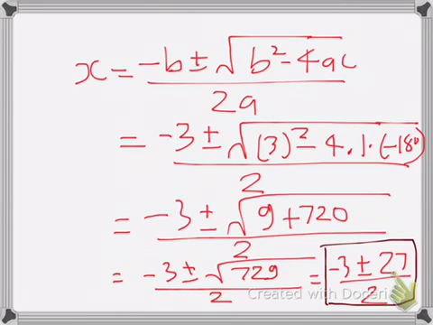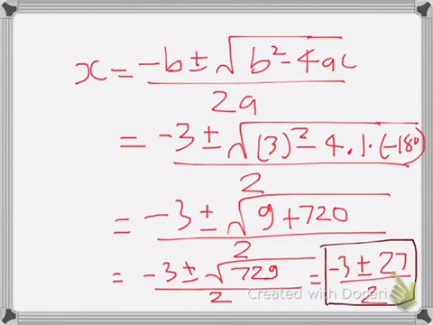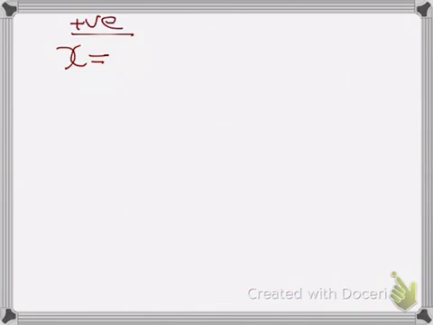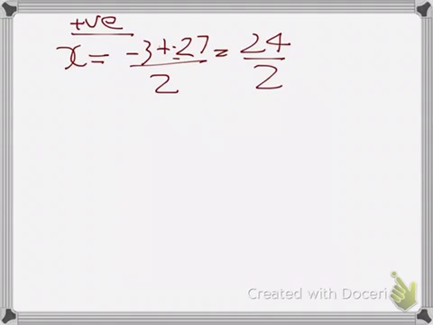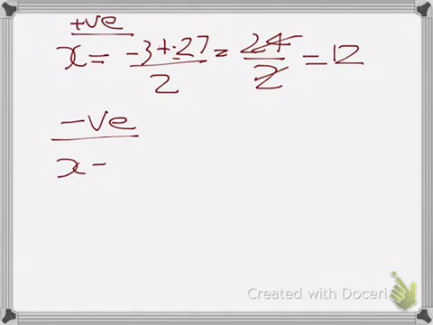So after this we have two processes. At first we take the positive sign. This gives minus 3 plus 27 divided by 2. This is 24 divided by 2, which gives 12. On taking the negative sign, x gives minus 3 minus 27. This equals minus 30 divided by 2.